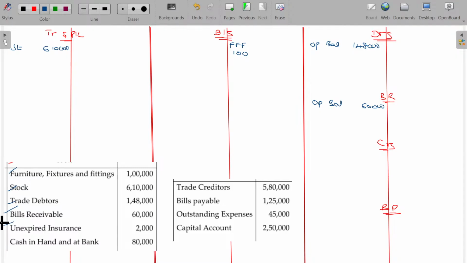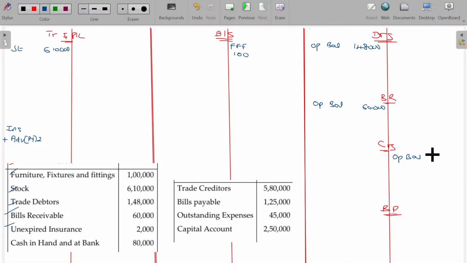Unexpired insurance. Okay, insurance expenses paid in advance. So insurance expenses minus. So this is nothing but insurance expenses paid in advance, like previous year advance should be added. This is for the current year. Advance of the previous year, what's the value? The value being 2,80,000 rupees.